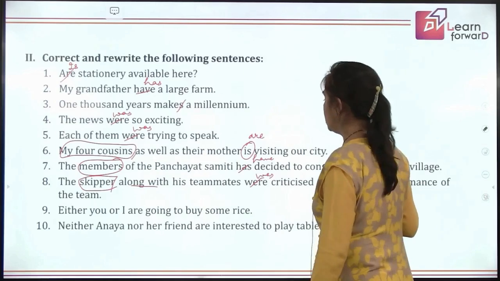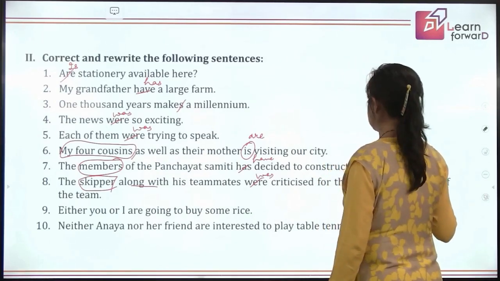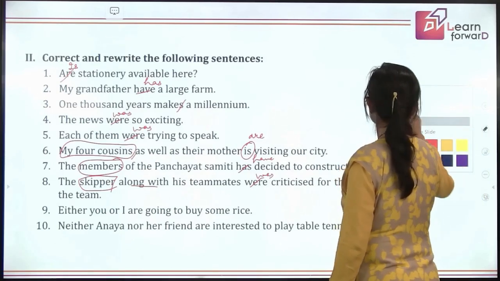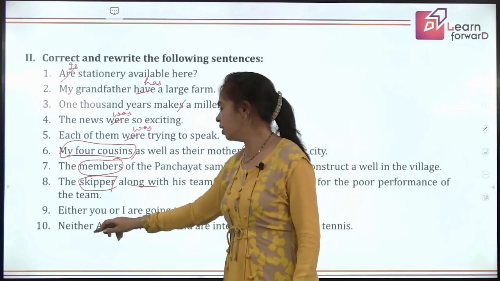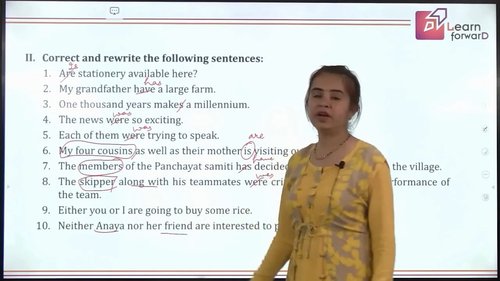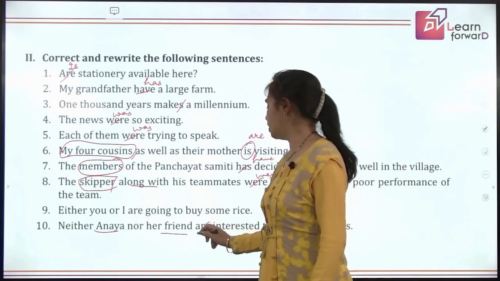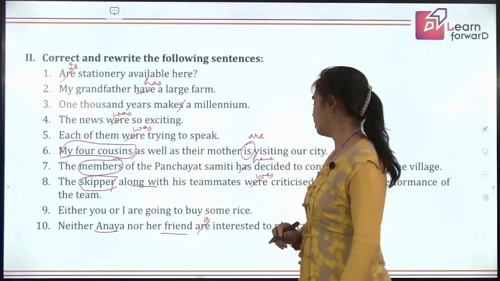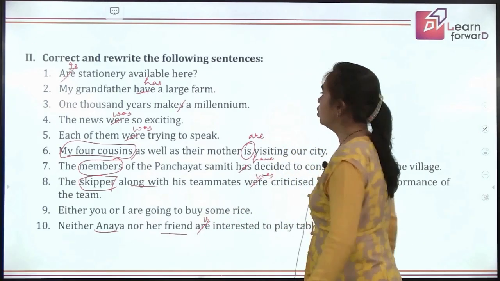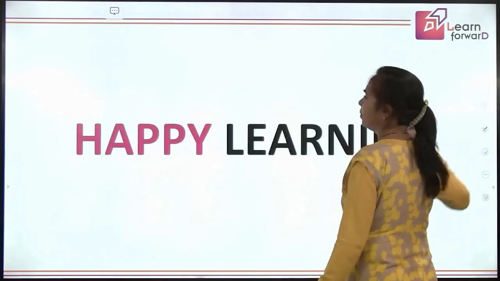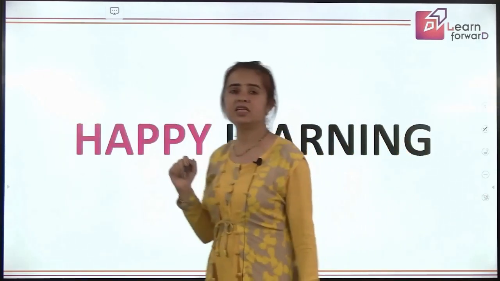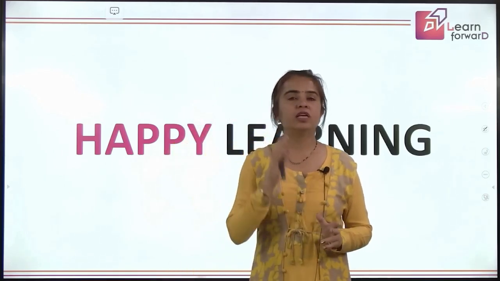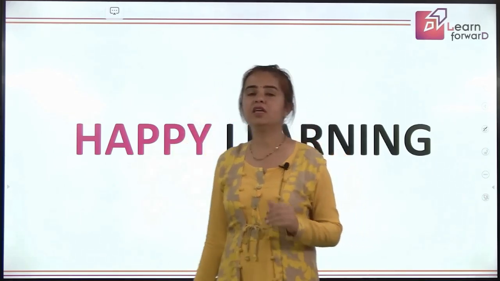Neither Anaya nor her friend are interested to play table tennis. So here we are talking about single unit, single number. Anaya is 1, her friend is also 1. So we will not take plural verb. We will say singular verb is interested, right? Easy thing to go. And I think by so much of repetition for each of the exercises, each sentence, you would have learned most of the rules, children. So keep learning the rules that way, keep practicing them.